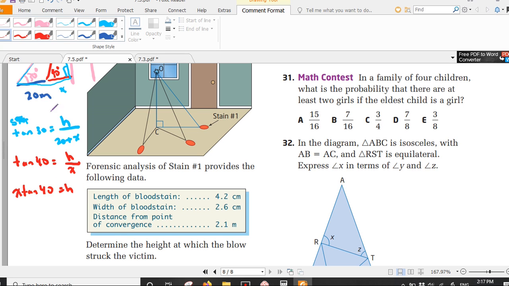Now, thinking about substitution, that means in this first equation I now have tan 30 is equal to, instead of h, I'm going to have x tan 40 divided by 20 plus x. Now in this case, all I need to do is solve for x, okay, which will give me this little distance here. Once I have that distance, I can substitute it in here and solve for h.